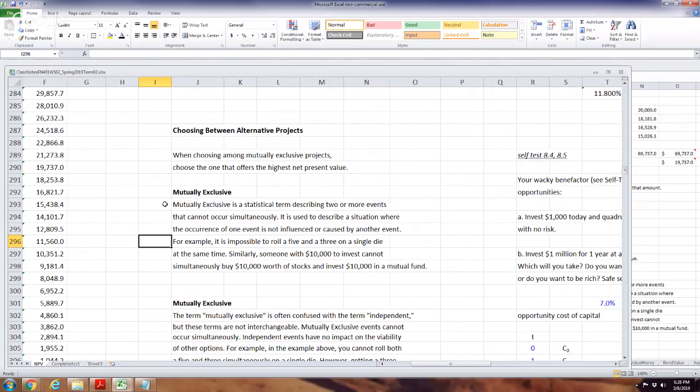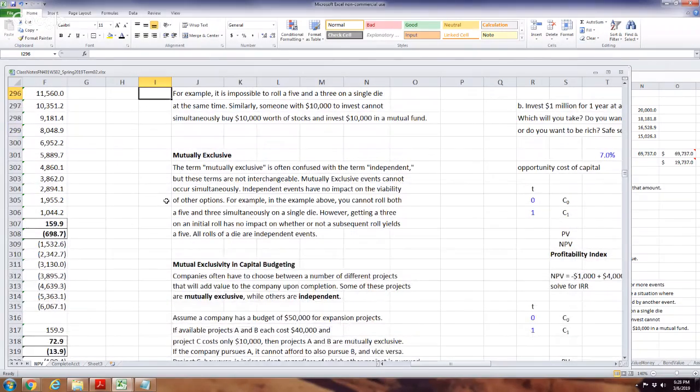You can't have a die that rolled two different numbers on the same die, or have two cars going in the same lane on the Parkway, without having a collision. That's a mutually exclusive type thing. Independent means one doesn't affect the next type of situation.